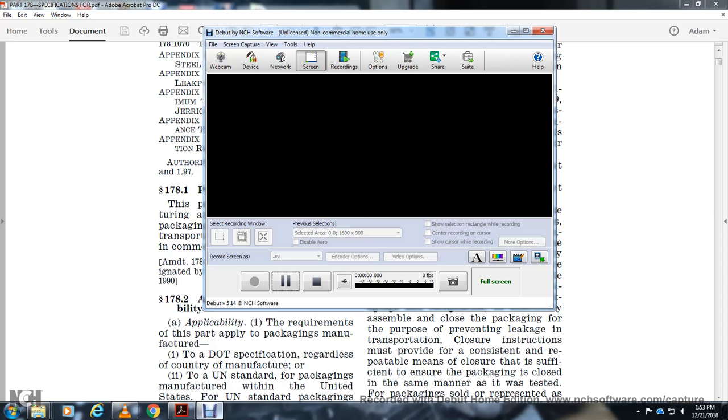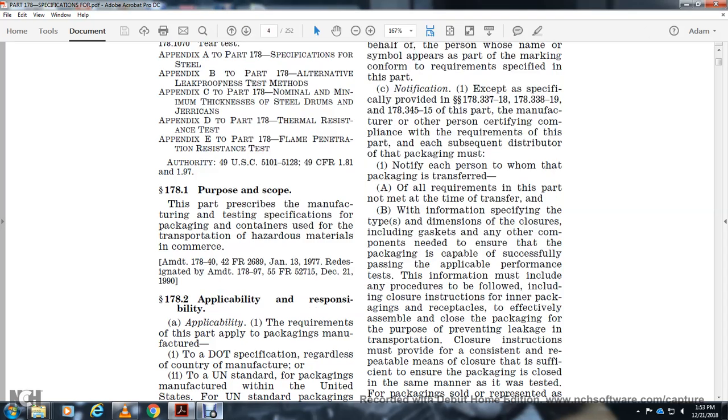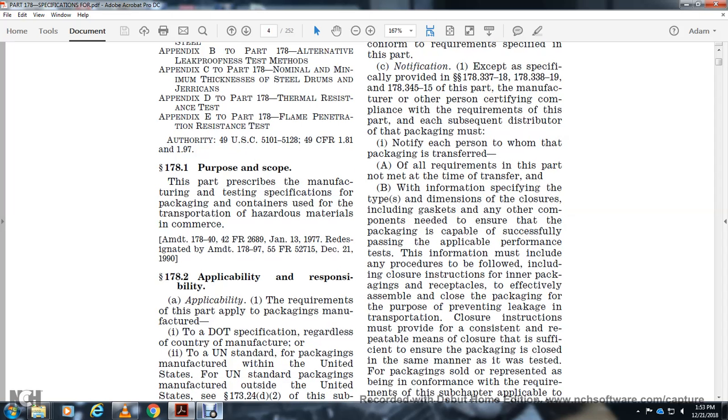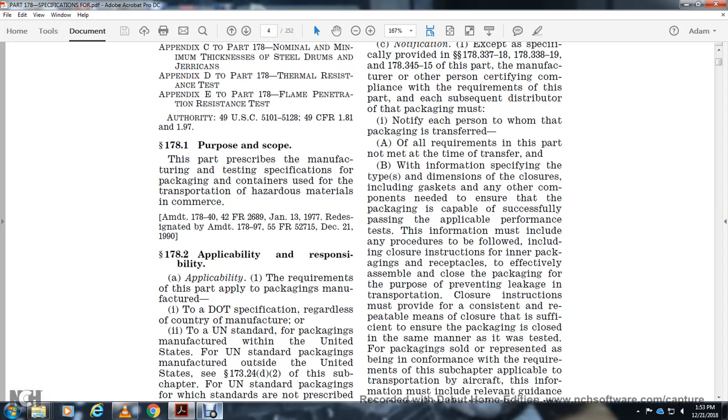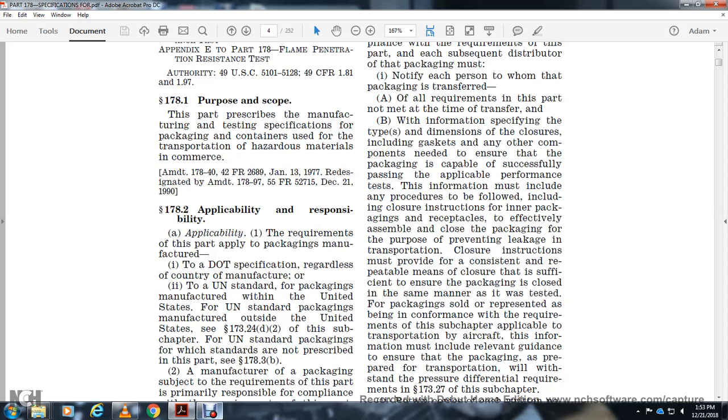Alright, subpart 178. Purpose and scope. This part prescribes the manufacturing, testing, specification, and packaging of containers for use in the transport of hazardous materials in commerce. 178.2, Applicability and responsibility. The quantities of the part apply to the packaging manufacturing. The specification regarding the country and manufacturer. The UN standard packaging manufactured in the United States, and the UN standard packaging manufactured outside of the United States. See 173.24d of the subchapter, UN standard packaging, with the standard not prescribed for this part.